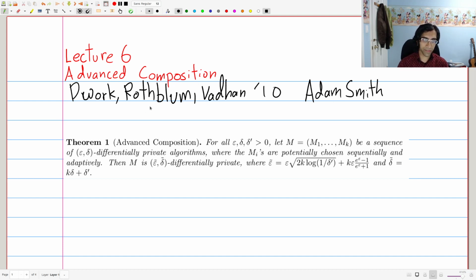Like I said, advanced composition is, as compared to basic composition, a much more advanced theorem, in the sense that it's more powerful. So here's the statement here. Let's go through this and see if we can understand what it means.